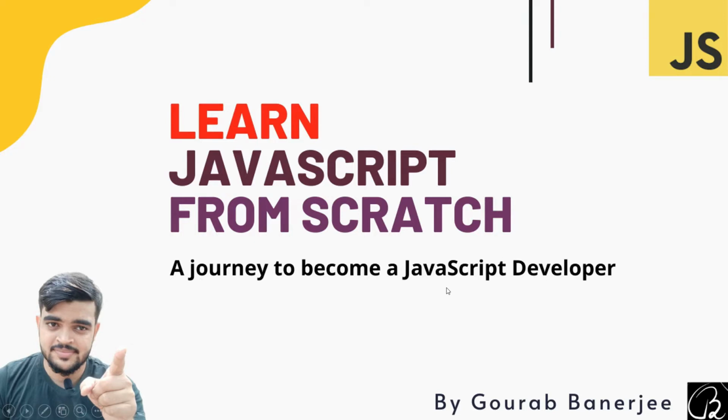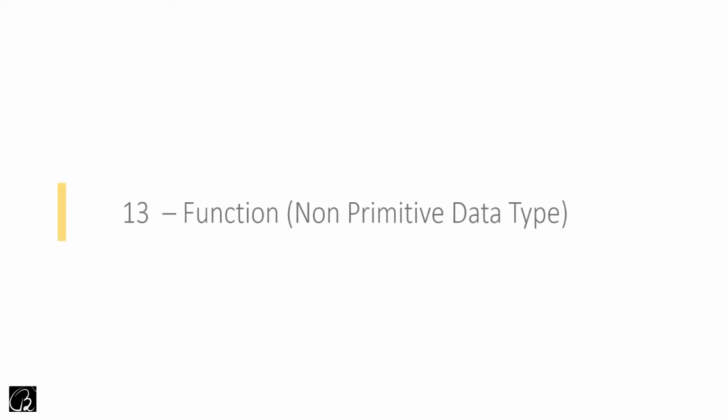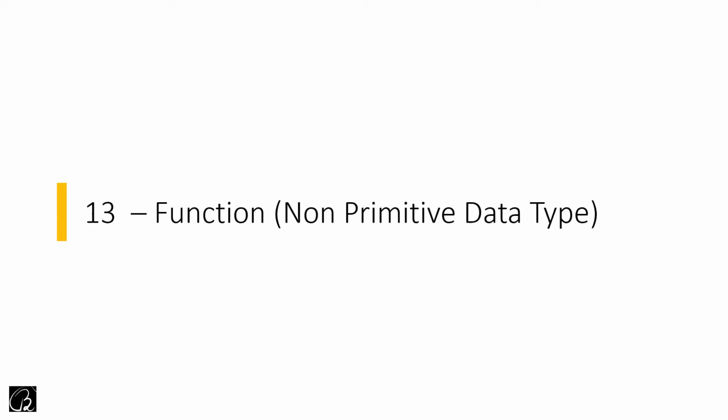So in this video, today I'll be talking about function. Very interesting topic. As I already mentioned, in JavaScript, all values other than primitive are nothing but object, okay? And every object is nothing but a non-primitive data type. So function is nothing but a non-primitive data type. So today we will talk about function. Without wasting any further time, let's jump right in.